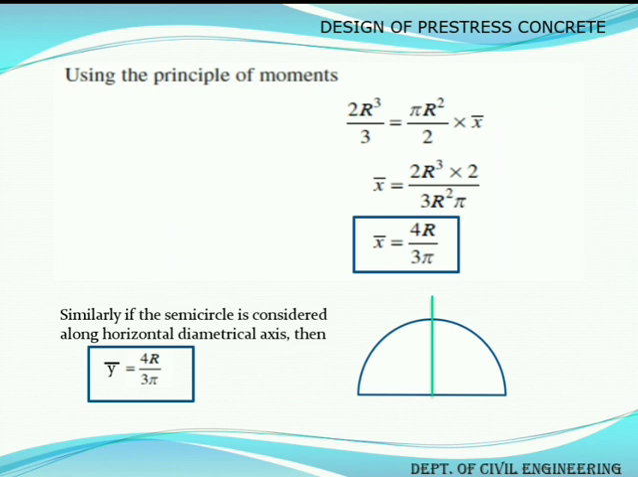Now see here friends, the difference is that we considered the reference as vertical, hence we got the answer in terms of horizontal, that is x bar. For the derivation of the rectangle, our axis was horizontal, hence we got the output in terms of y bar. So that is the difference. Now if we apply the same steps, but our semicircle is along which axis now? The horizontal diametrical axis. In this case we will get y bar equal to the same 4r by 3 pi.